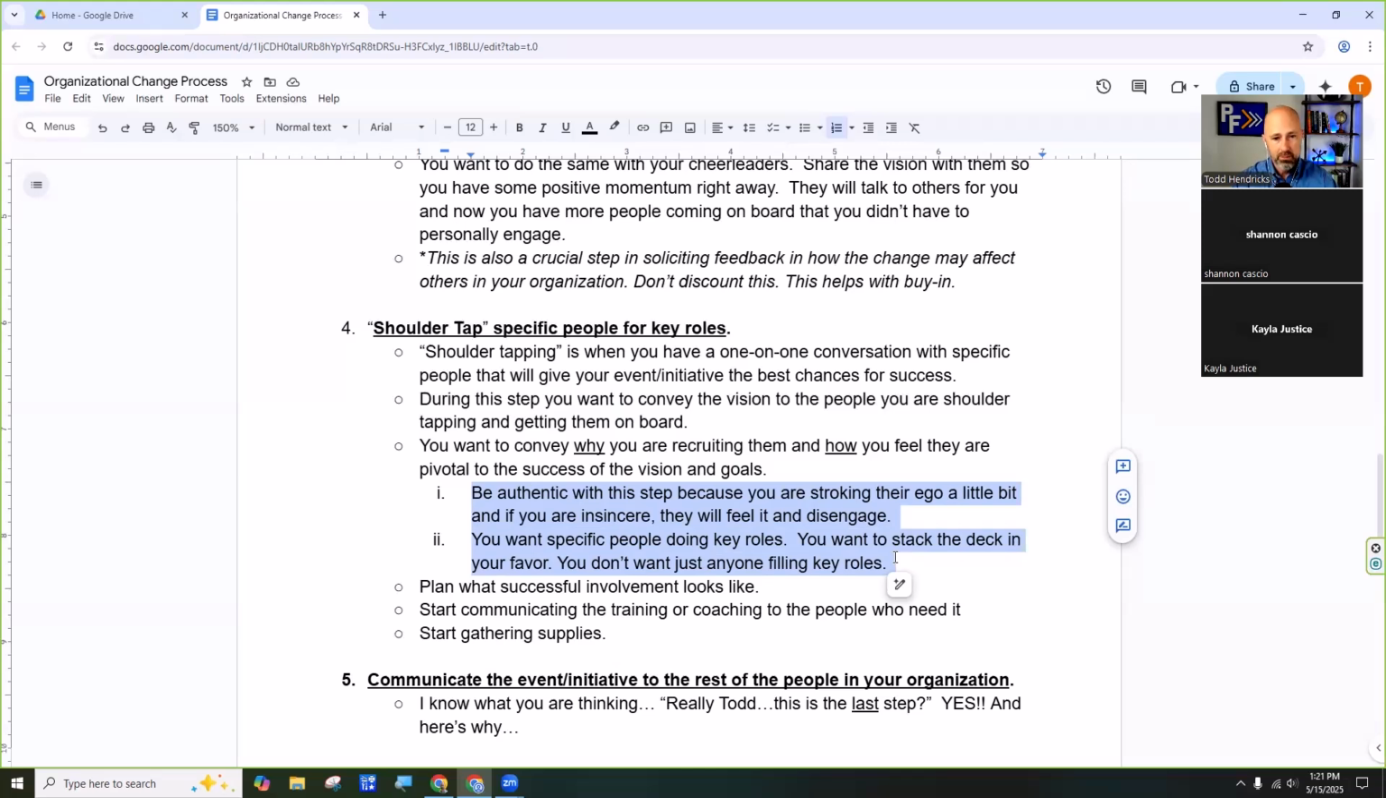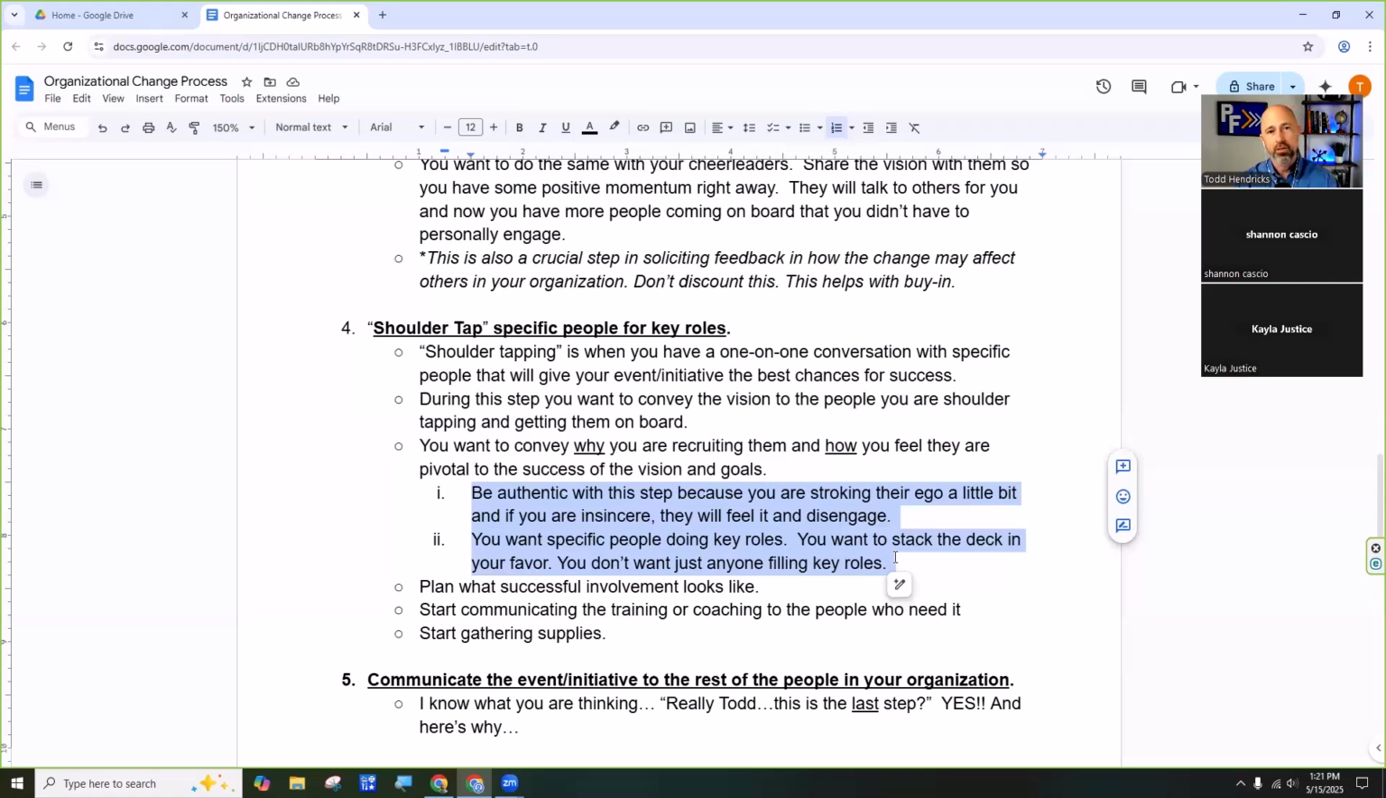You want specific people in specific roles. You want to stack the deck in your favor. If you were building a baseball team, would you want all shortstops? No. Because that's a different skill set than left field. That's a different skill set than pitcher. Would you want all hitters who can only hit home runs? No, because home run hitters strike out the most. You want base hitters so you can get people on base and then get the home run hitters up to get those people in and score.